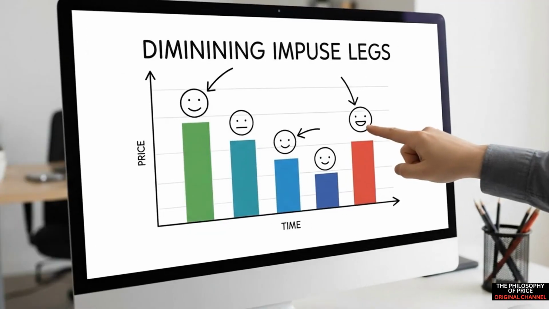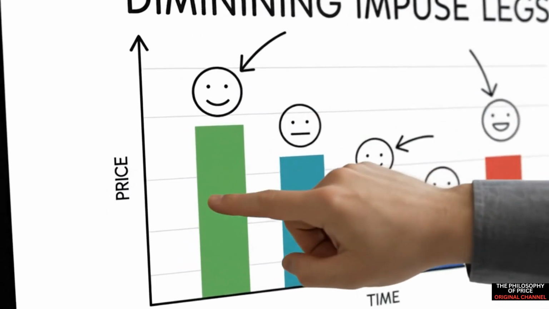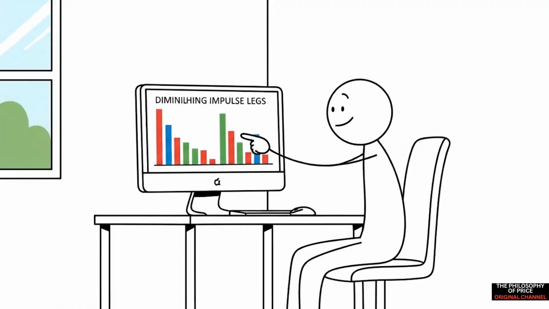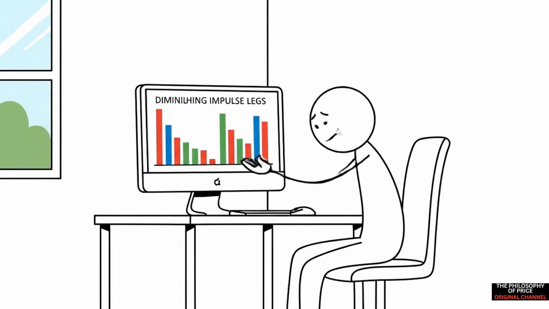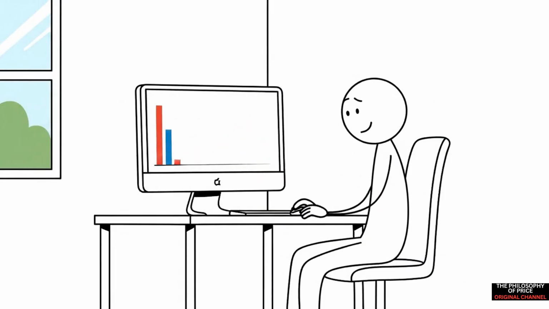The first warning sign is diminishing impulse legs. Observe 3 consecutive pushes in the trend direction. If the initial push was powerful, the second shorter, and the third barely moved, it indicates the trend is rapidly losing its momentum, much like a runner whose strides are shortening.